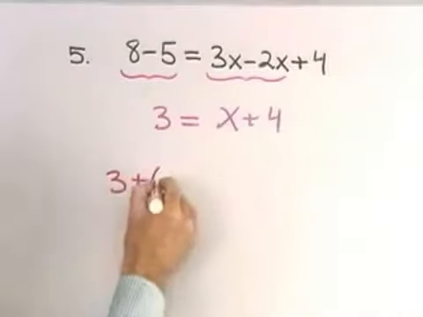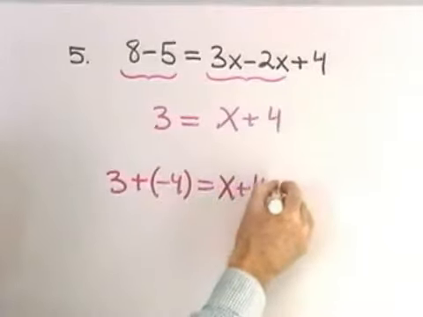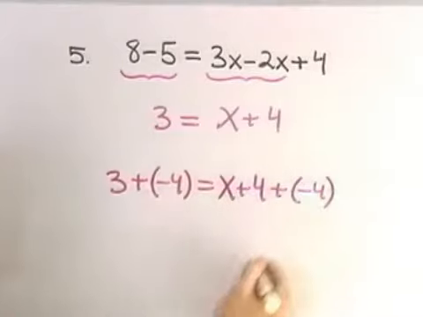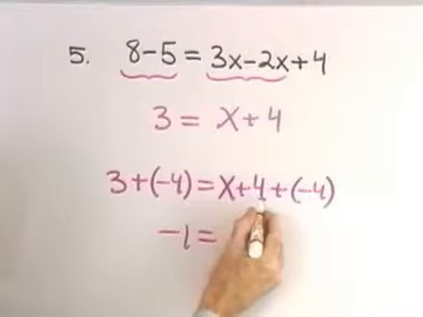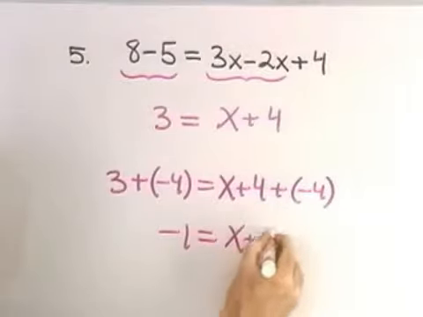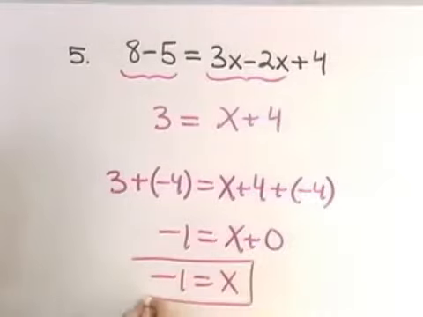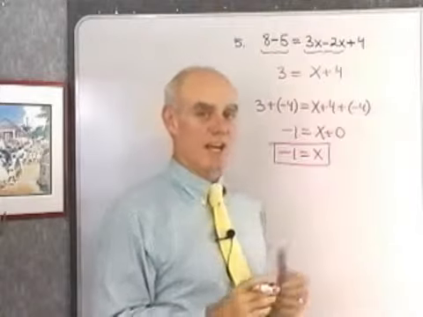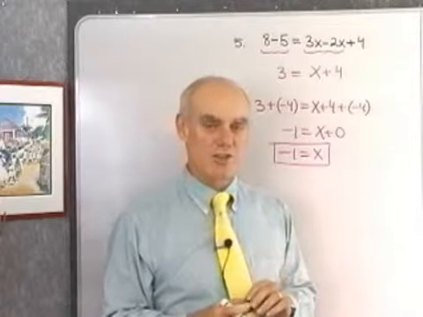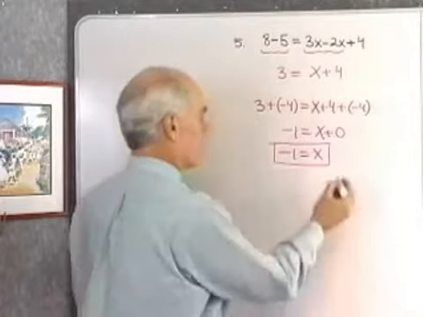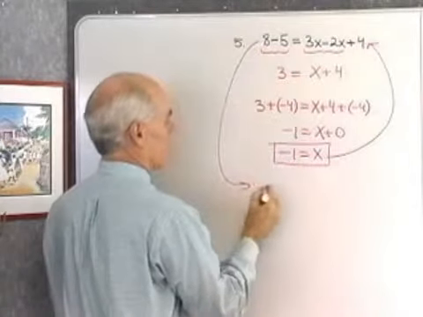3 plus negative 4 is equal to x plus 4 plus negative 4. Now, 3 plus negative 4 is negative 1. X plus 4 plus negative 4 is x plus 0, which is just x. So negative 1 is equal to x. That's the same thing as saying x is equal to negative 1. Now, before we leave this problem, let's go ahead and check this solution in the original equation. So I'm going to take x equal negative 1, put it back into the equation, and see what I get.